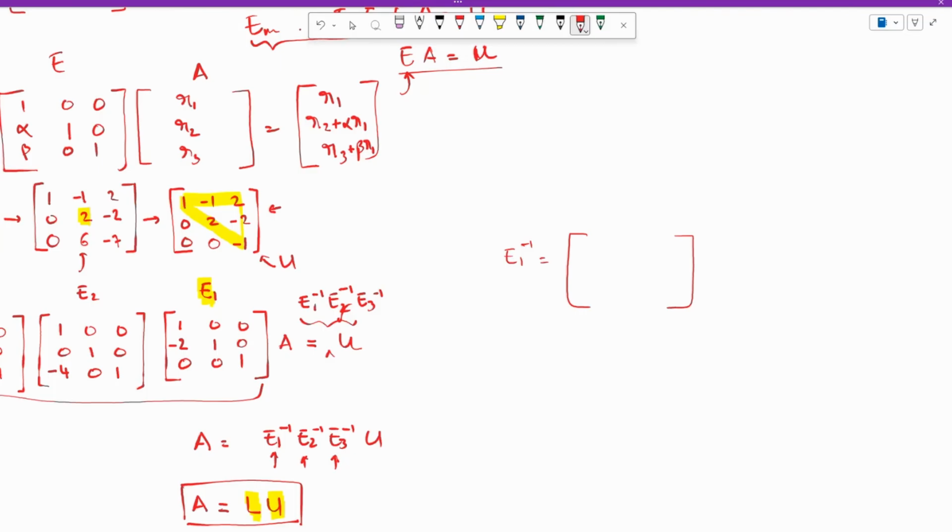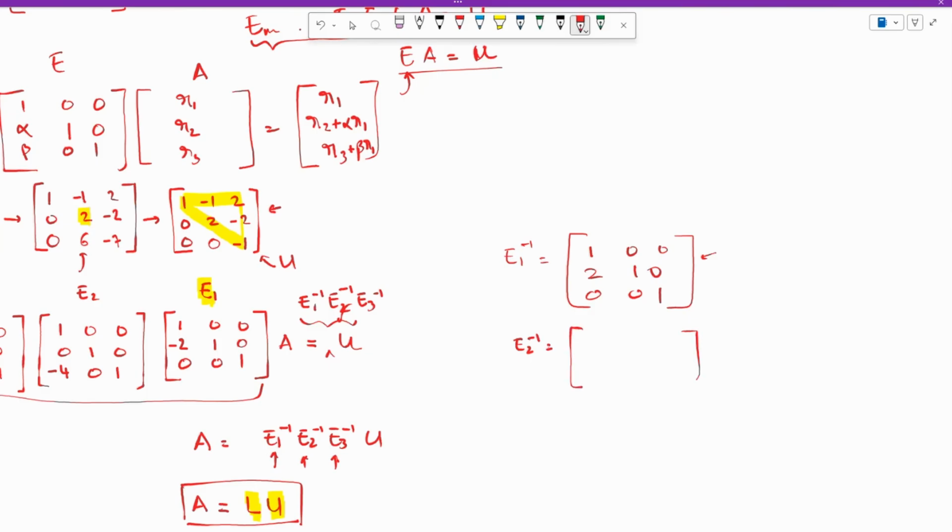No. See, think about the operation in your mind in words, and then let's find the corresponding matrix. E1 is you add minus 2 times the first row to the second row. Now to undo it, you have to add 2 times the first row to the second row. So what would the corresponding matrix be? Yeah, that's it. That's the inverse. Okay. What about E2 inverse?